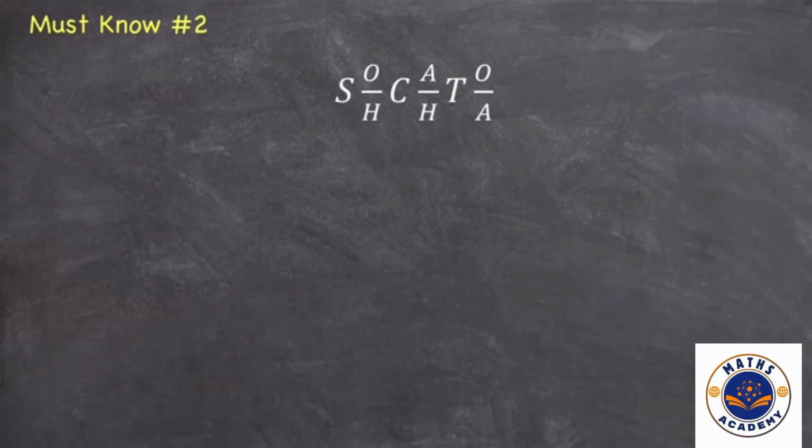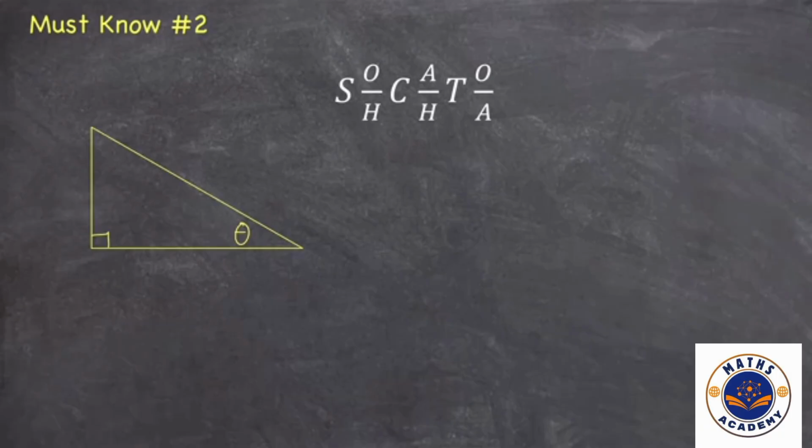Must know number 2, SOHCAHTOA. This is an acronym that helps you remember the three primary trig ratios. Let me draw a right triangle. In this right triangle, I've indicated the 90-degree angle. And then I've labeled one of the acute angles, angle theta. We'll call that the reference angle.